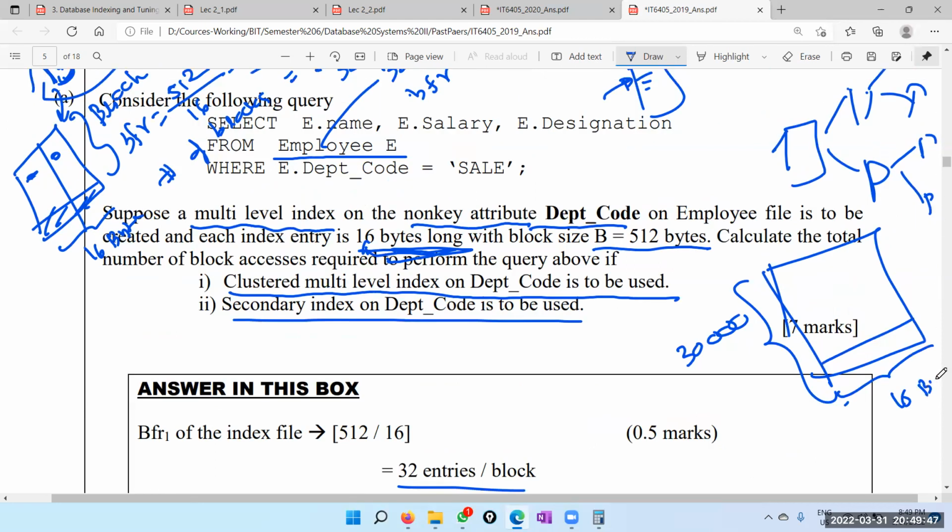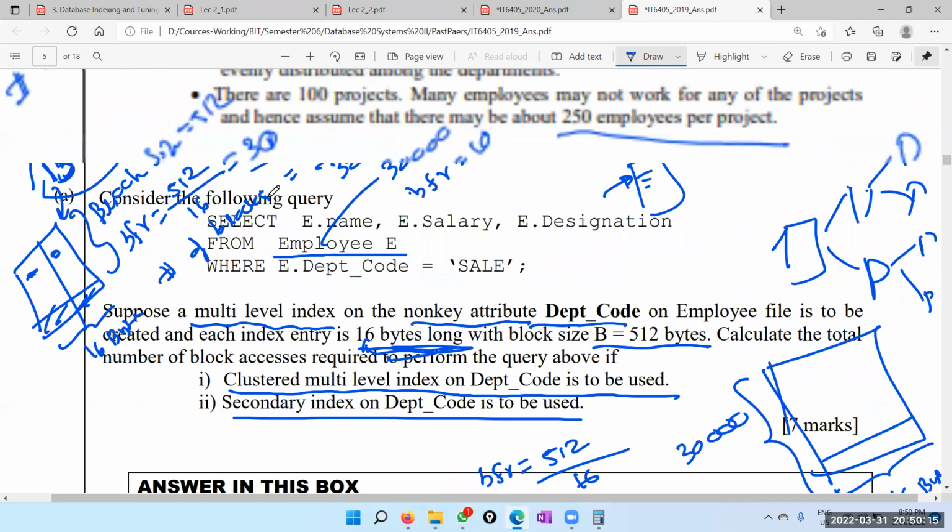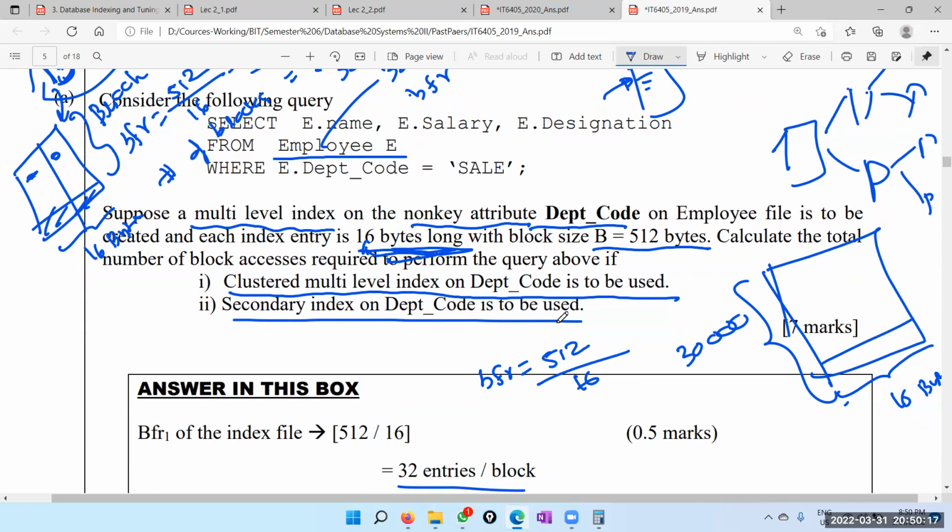16 bytes, 30,000 entries. Now, how many can one block have? One block can have 512 bytes. Therefore, what is the block factor? The new block factor is 512 divided by 16. Again, that is the same as the old block factor. You can have 32 entries.